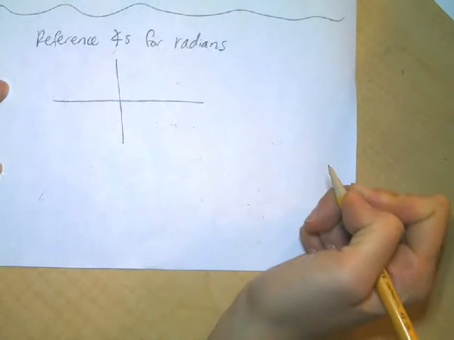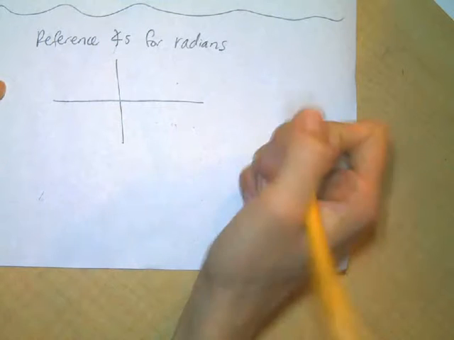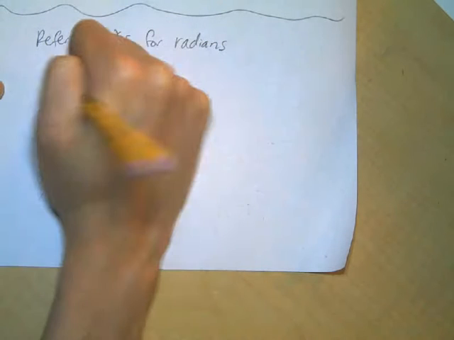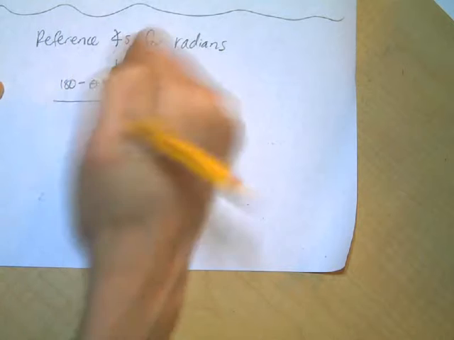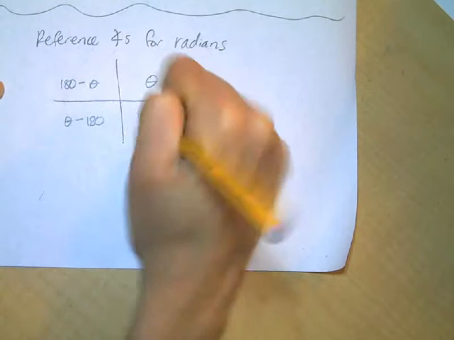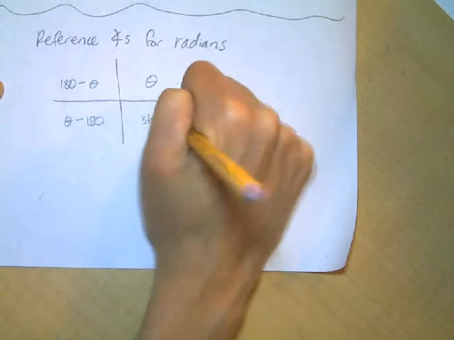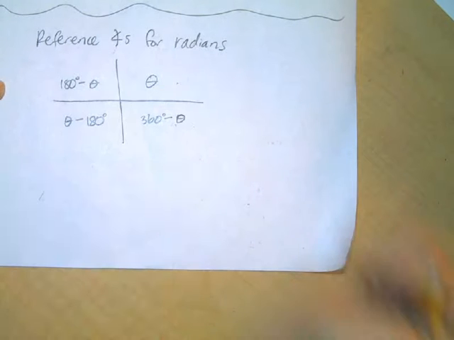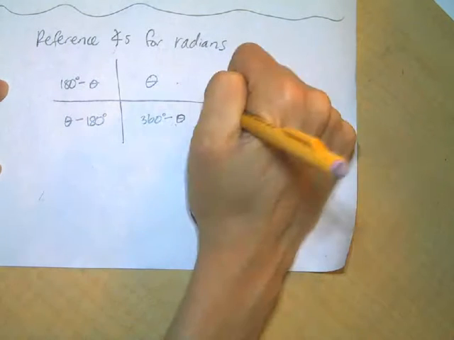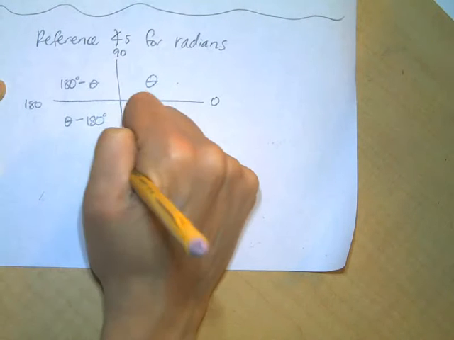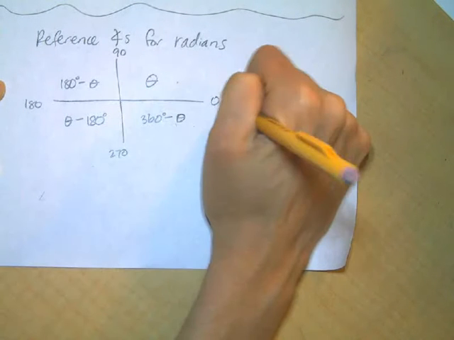So when we started out, I'm going to write what it would be for degrees. So degrees would just be theta, then it was 180 minus theta, theta minus 180, and 360 minus theta. Correct? Yes? So this is 0, this is 90, this is 180, this is 270, and this is also 360.